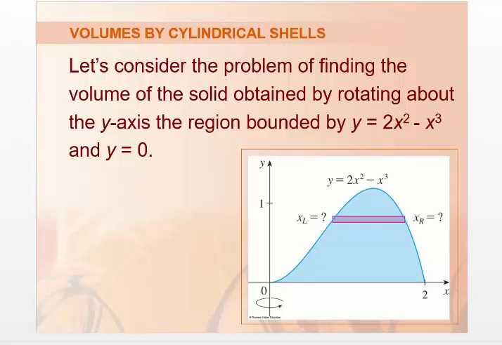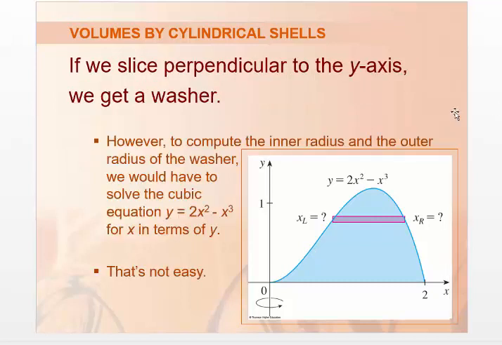It's really hard. If we slice perpendicular to get a washer, for the inner radius and the outer radius, we'd have to solve this equation in terms of y. How would you solve for x in terms of y? You can't do it. I just can't get x by itself. So using that washer method is not easy. So we're going to need a new method.